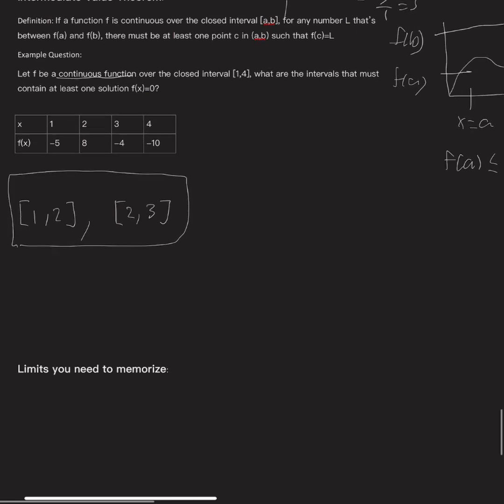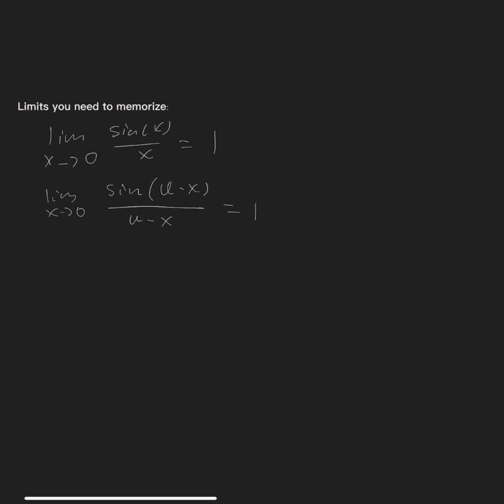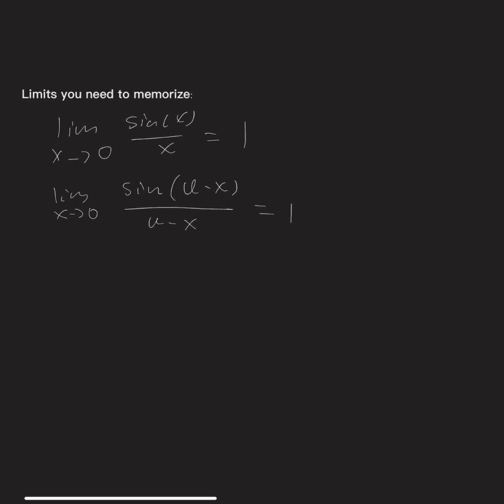All right, let's move on. Limits you need to memorize. One limit we already talked about is the limit as x approaches 0 of sine of x over x, which equals 1. Basically, the limit as x approaches 0 of sine of u times x over u times x must be equal to 1. That's one variation of this limit. You need to memorize it.